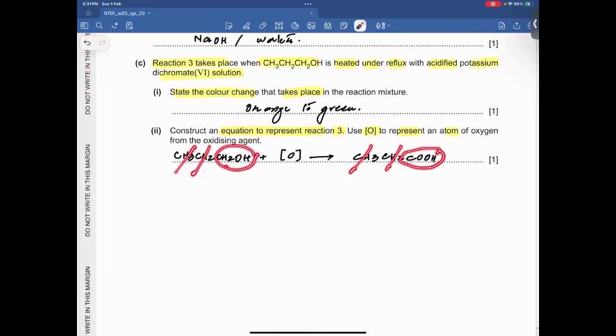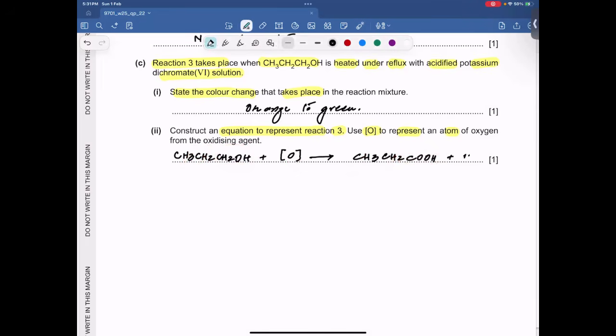So how many hydrogen atoms here? 3. And how many hydrogen atoms here? 1. So 2 hydrogen atoms react with 1 oxygen atom and turn into water. All right. Now let's check oxygen. How many oxygen do we have? 2 plus 1, 3. We have 1 oxygen already. So to balance 3, I need to put 2 here. Okay. I hope it makes sense to you.